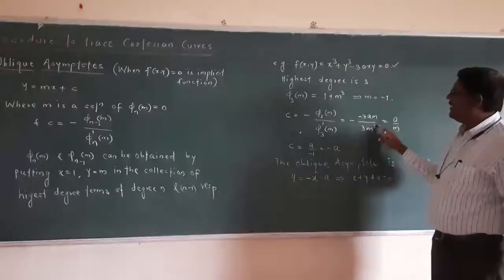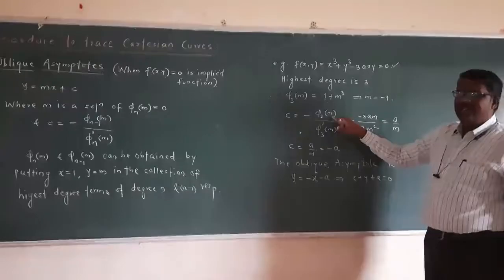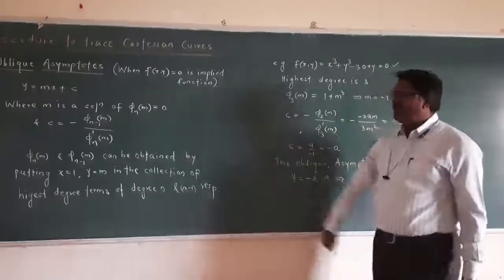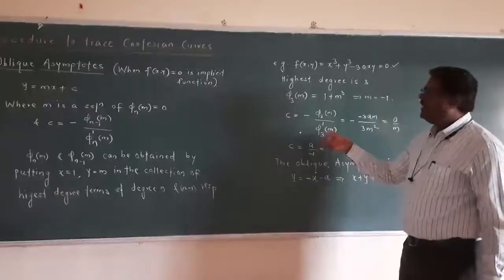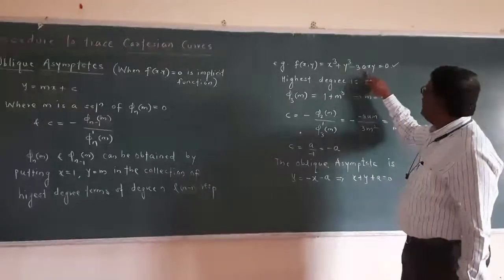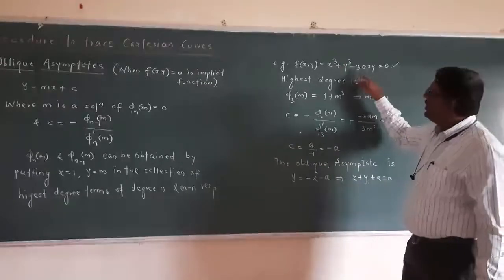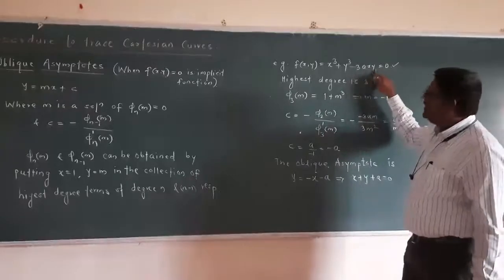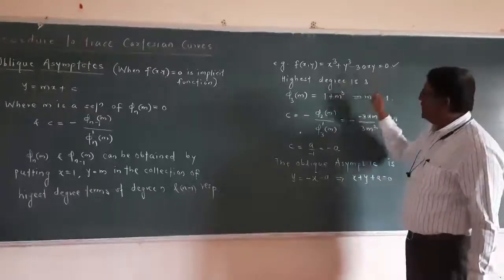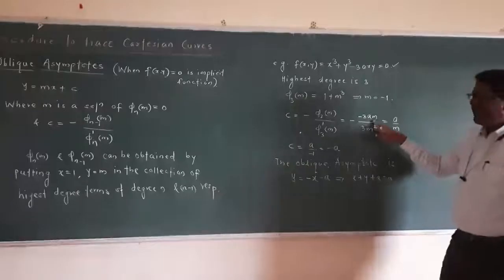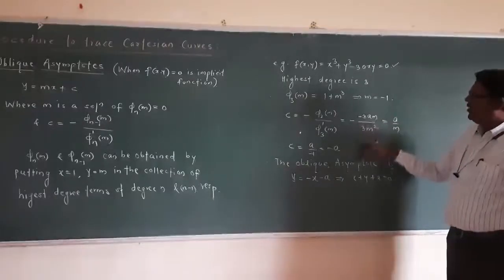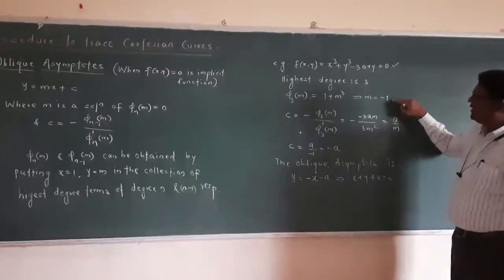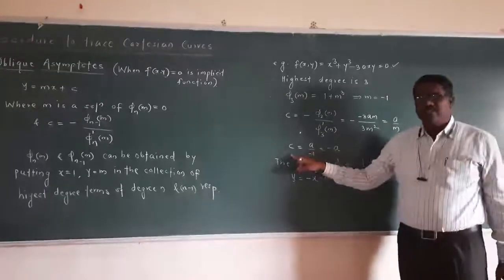It is 3m square. And phi 2 of m can be obtained by putting x is equal to 1 and y is equal to m in the terms having degree 2. There is only one term having degree 2, that is minus 3axy. Put x is 1, y is m, then we will get minus 3am. So I have substituted that here. And when we simplify this, the value of c you will get as a upon m, but the value of m is minus 1 and therefore the value of c is minus a.